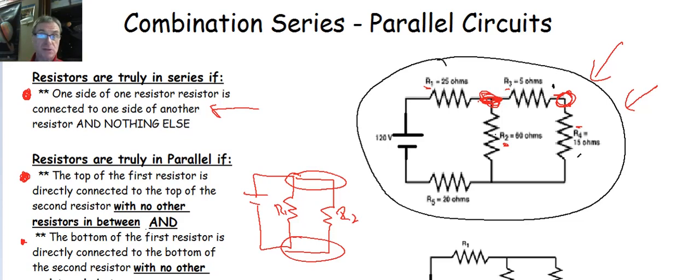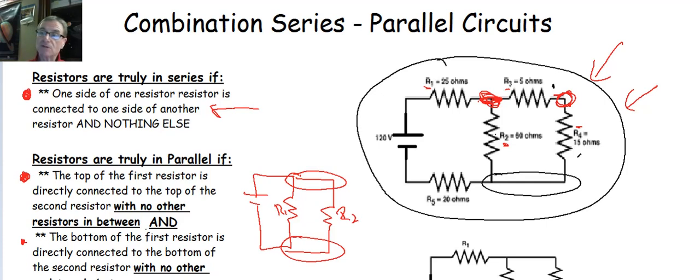Are there any resistors that are truly in parallel in this circuit? Not that I can see, right? Because these two look like they're in parallel, but while the bottoms are connected with nothing else in between, the tops are not connected with nothing else in between, and so they are not in parallel.